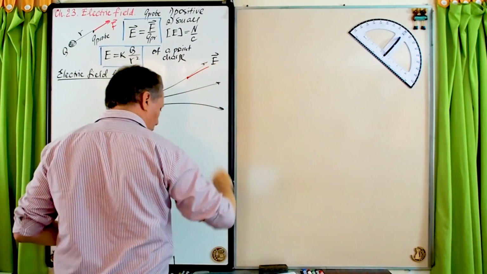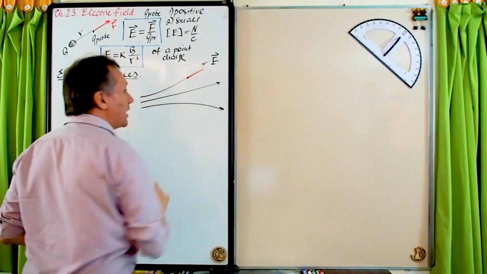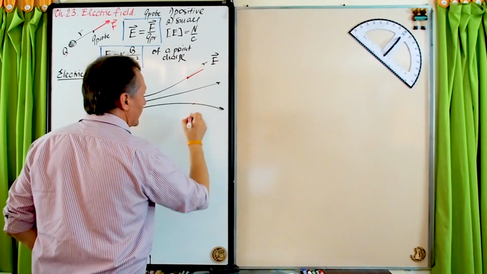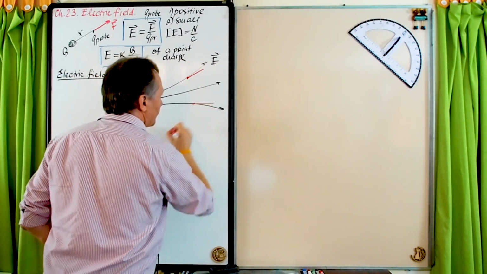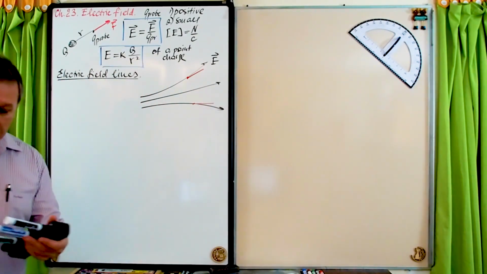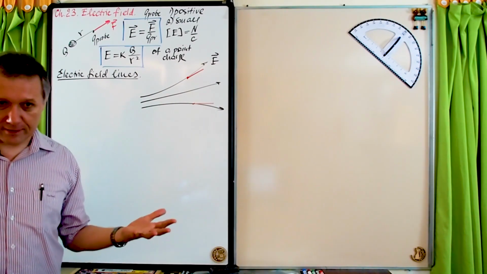It's probably too long, so let me make it shorter. But anyway, it's tangent. Or at this point, for example, what's the direction of the electric field? Tangent. Or over here, I will draw it in a second. Then, information about the strength is in the density of lines.